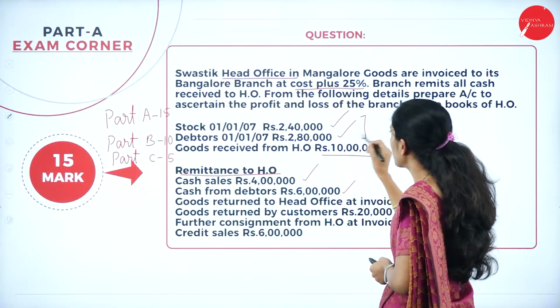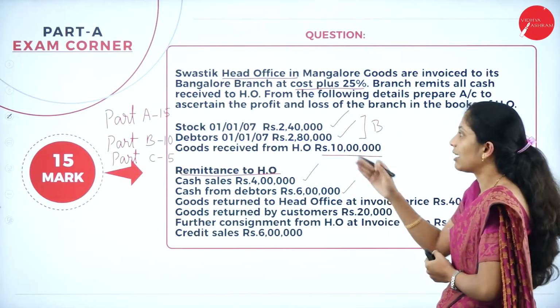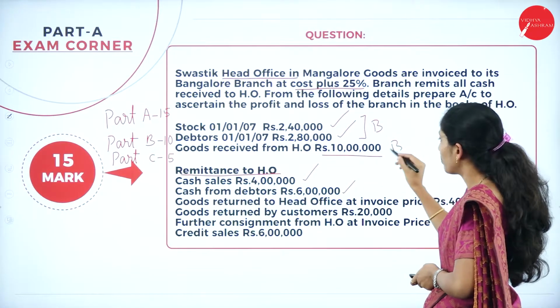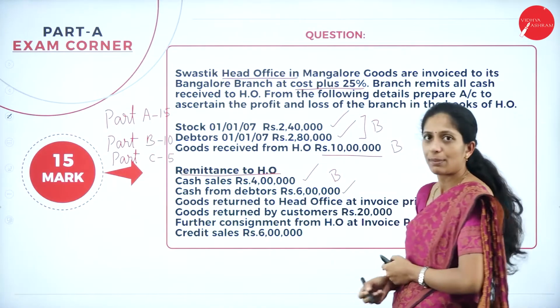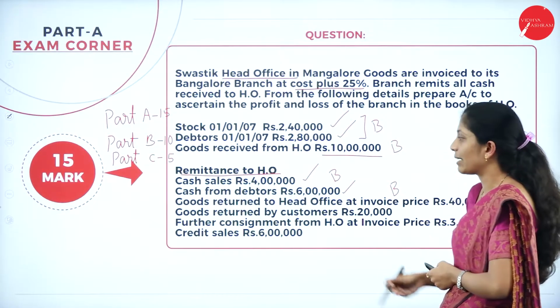Here the opening balance will be written in branch account, that is on the debit side of branch account. Next, goods returned from head office will also be written in branch account. Next, cash sales and cash from debtors will be written in branch account. Next, goods returned to head office is also written in branch account.